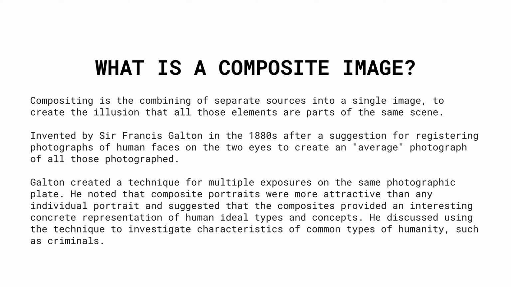But he also was using this technique to investigate what does the criminal look like, and can we start to judge people's ability to become criminals based on these photographs? So the composite images were also used to stereotype and exclude people from certain conversations.